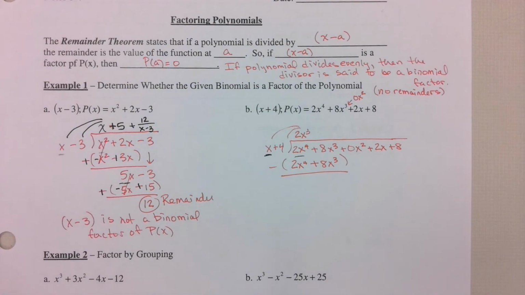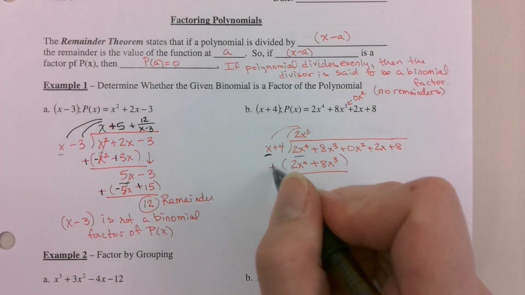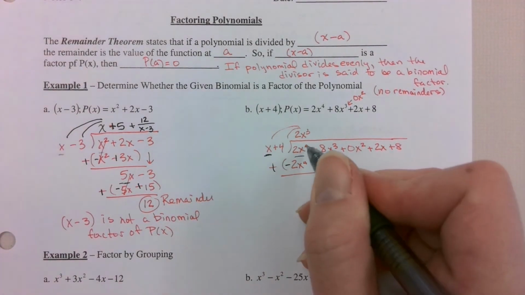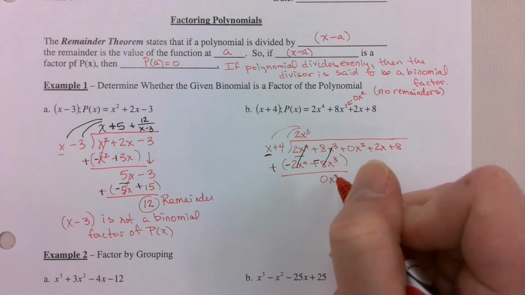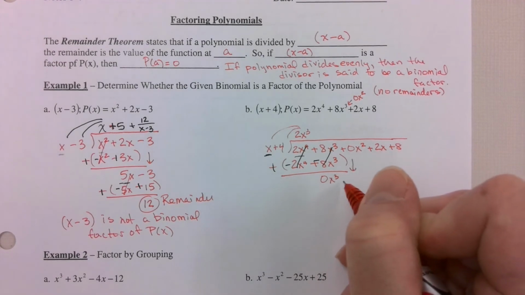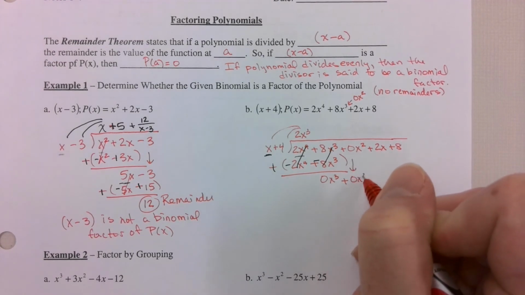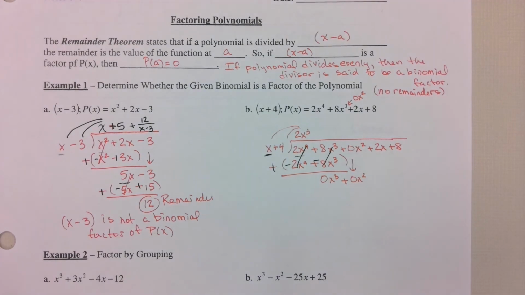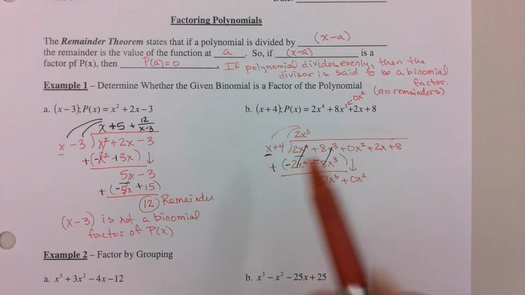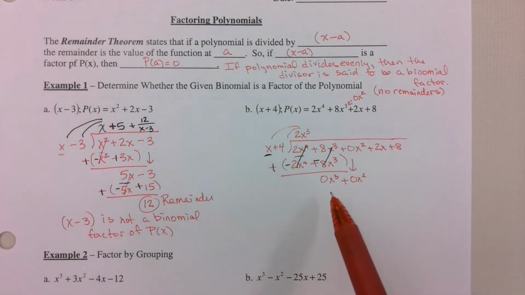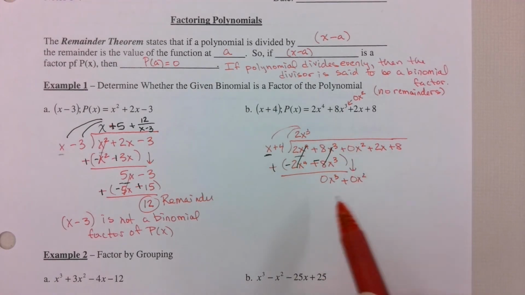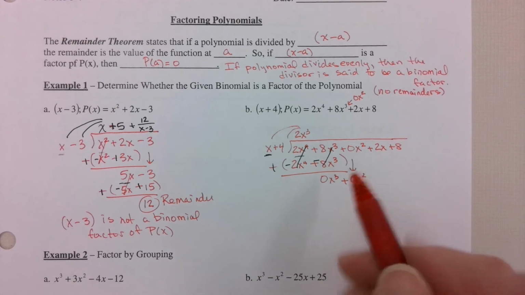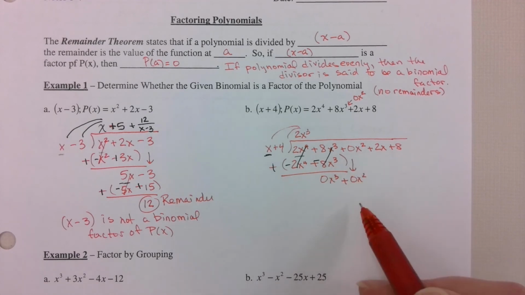Now, we need to be careful here with this one, because what happened was this canceled out and that canceled out. So I really get 0x to the third, and when I drop down my next term, I get a 0x squared. So if I wanted to play out all the pieces, I would start again. How do I make x look like a 0x to the third? And I'd have 0x squared. And I would go through the motions. In the end, this is still going to zero out.